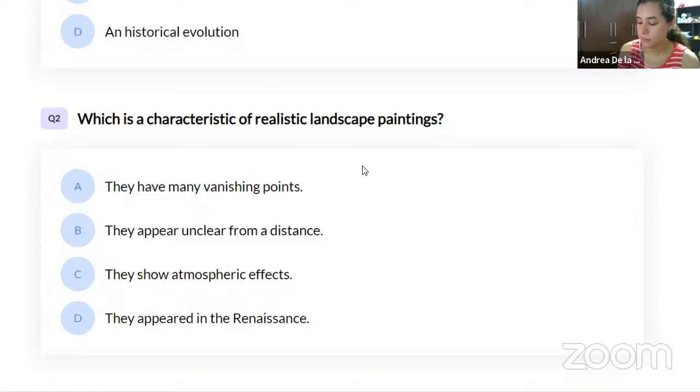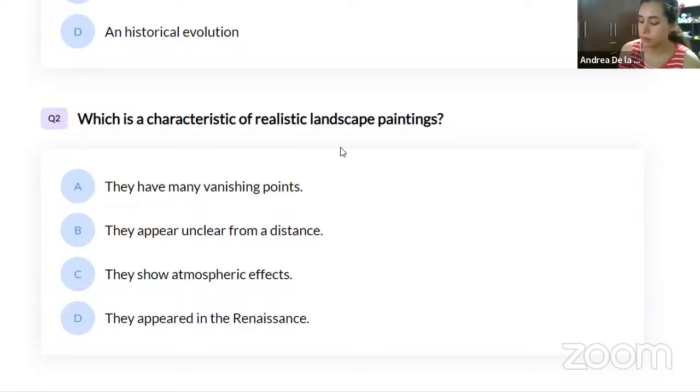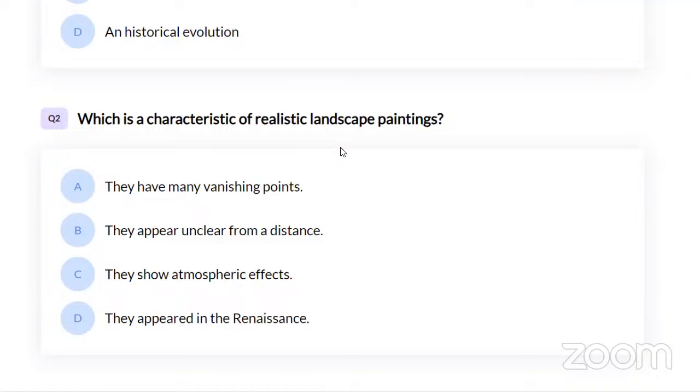Does anyone know? The first one, they have many vanishing points. Okay, do you guys agree? Does everyone agree? Yeah, teacher, I think it's the first one. I am not really sure.